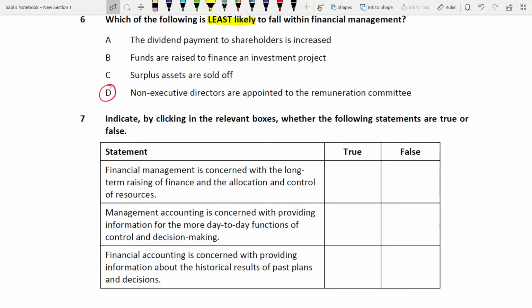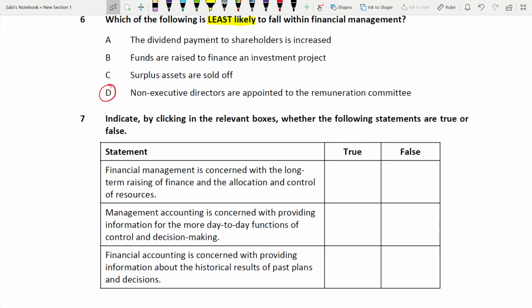7. Indicate by clicking in the relevant boxes whether true or false. And mind you one thing, sometimes let's say here three statements are given. I will explain with this example. Sometimes all the three statements could be true, sometimes all the three statements could be false. So when you are getting all true or all false, do not get confused or panic that something is wrong with my answer. Don't doubt yourself. Sometimes all might be true, right?